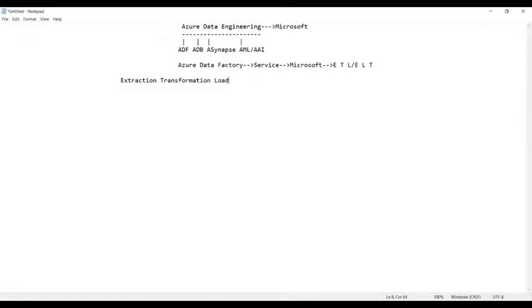And then you have loading. Extraction, transformation, and loading. What is that? Extraction, transformation, and loading. ETL is a process or technique which is used to perform the data summarization. To perform the data summarization, ETL.